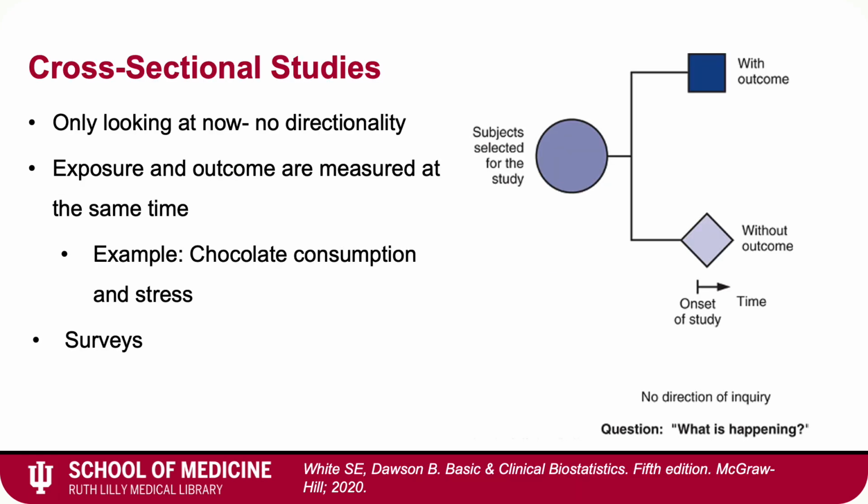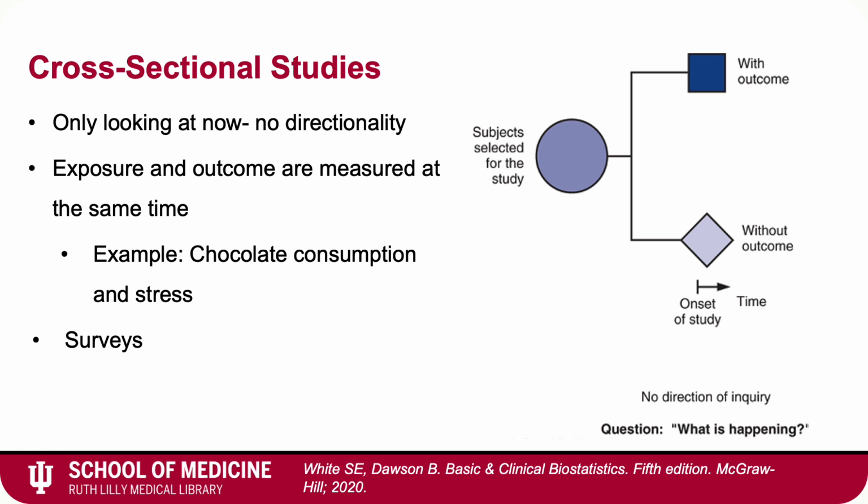Another type of observational study is the cross-sectional study. These have no directionality. They're only looking at what's happening right now. The exposure and the outcome are measured at the same time, such as maybe we're looking at levels of chocolate consumption and stress in medical students. Surveys are one of the most common ways to run a cross-sectional study. And in this one, it's really easy.